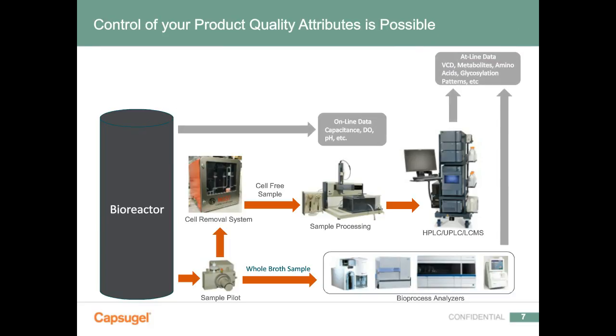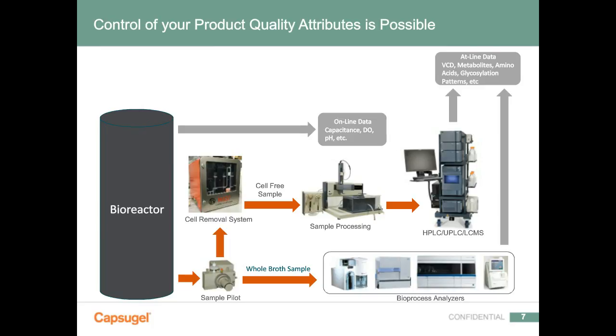You have in the green and the yellow. That's gray. In the gray there, you have your online data, capacitance, DO, and then you have all your at-line data, which is all the stuff from your cell analyzers and your HPLC.